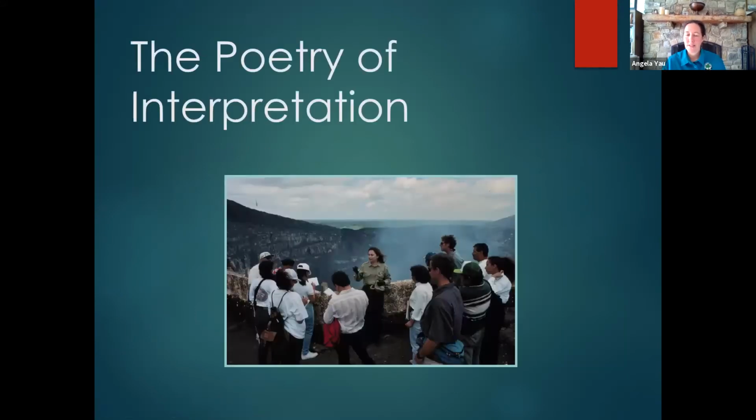So now I want to get into an acronym that can help you to remember some of these different parts when we talk about interpretation. So we went over the principles from Tilden. We're going to break down a toolbox, but to help you remember the toolbox, we're going to use the acronym of poetry. So we're going to talk about the poetry of interpretation, and this will help you to remember an easy checklist for these different items when you're thinking about your programs and planning your programs.